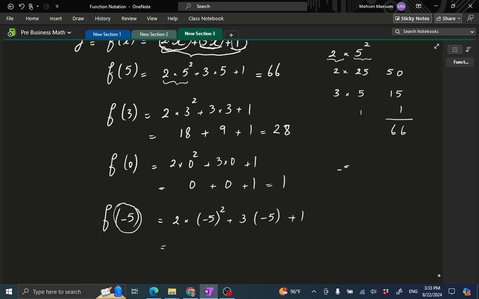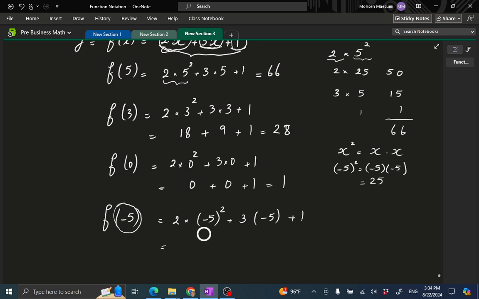What does it mean to write x squared anyway? It means x times another x. So minus 5 squared means minus 5 times another minus 5. Minus times minus is plus, and I get my 25 back.